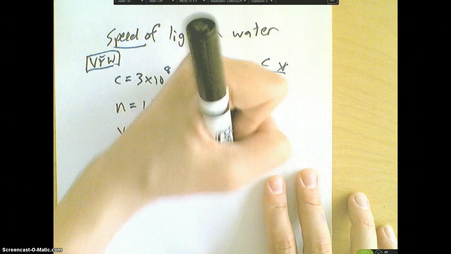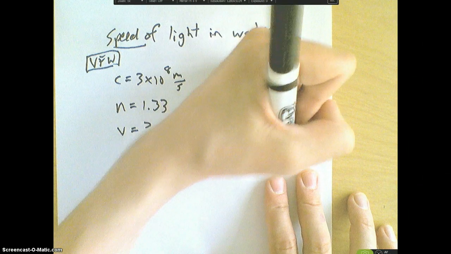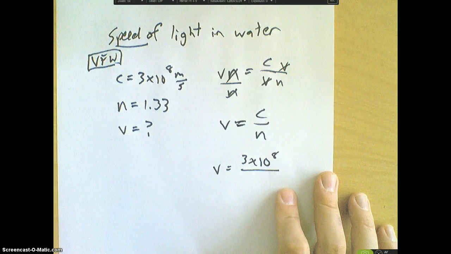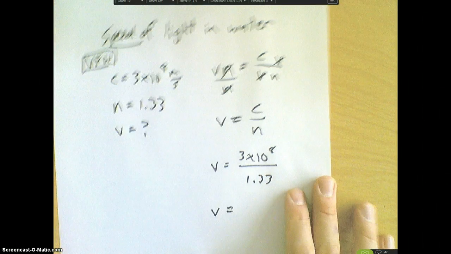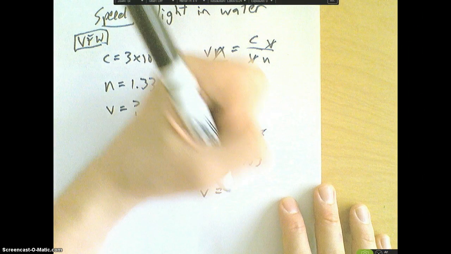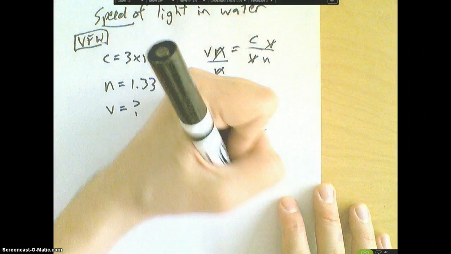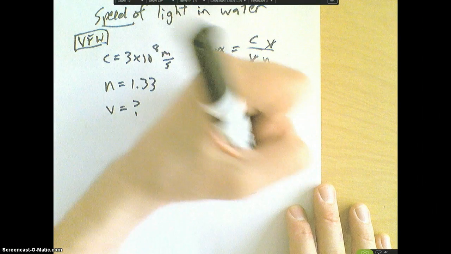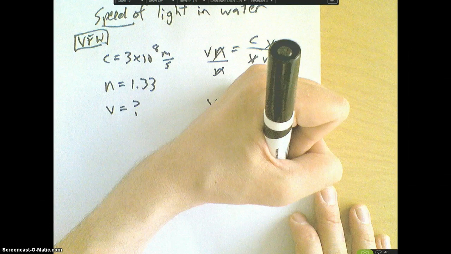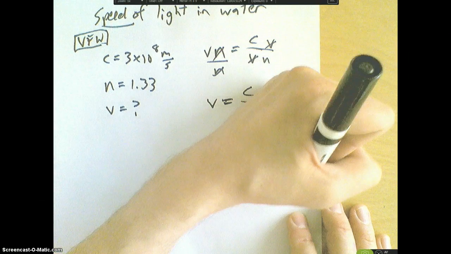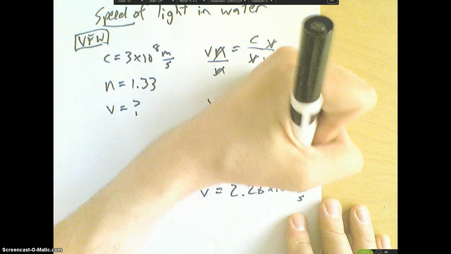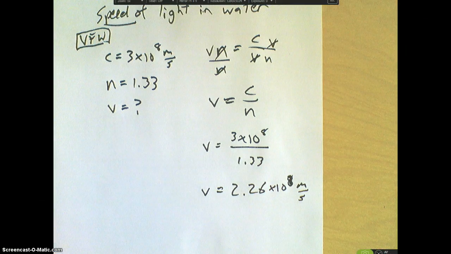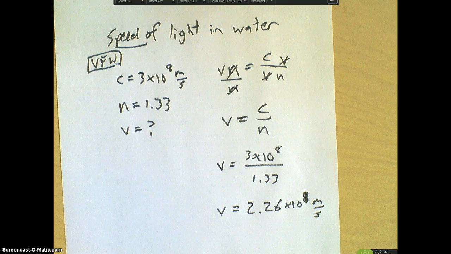When we put in our numbers, v is equal to 3 times 10 to the 8 divided by 1.33. So v is equal to, what did you guys get? 2.256. We'll call it 2.26 times 10 to the 8 meters per second. By the way, v will always have to be smaller than 3 times 10 to the 8 because you can never have anything bigger than 3 times 10 to the 8 for speed. All right, so that's for the first one.